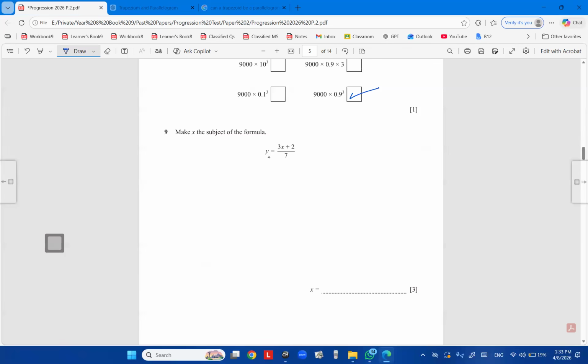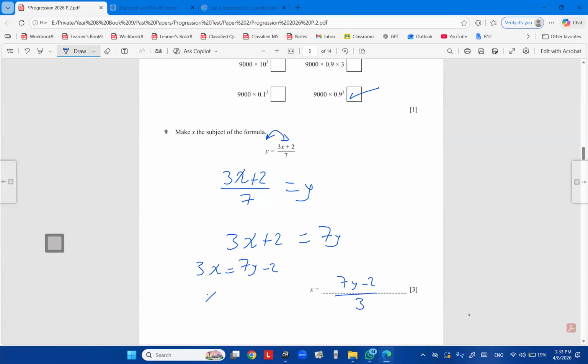Making x the subject of the formula, first I need to switch. So it becomes 3x plus 2 over 7 equals y. So 3x plus 2 equals 7y. So making x the subject, I need to send the last thing that happened to x. The last thing that happened to x here is divided by 7. Send it there, multiplication. Then the last thing that happened to x is plus 2. Send it there, subtraction. So 3x equals 7y minus 2. And here send the 3 division. So x equals 7y minus 2 over 3.